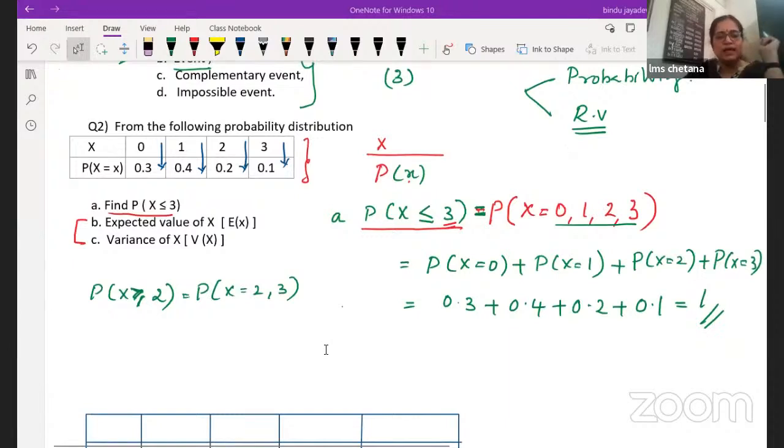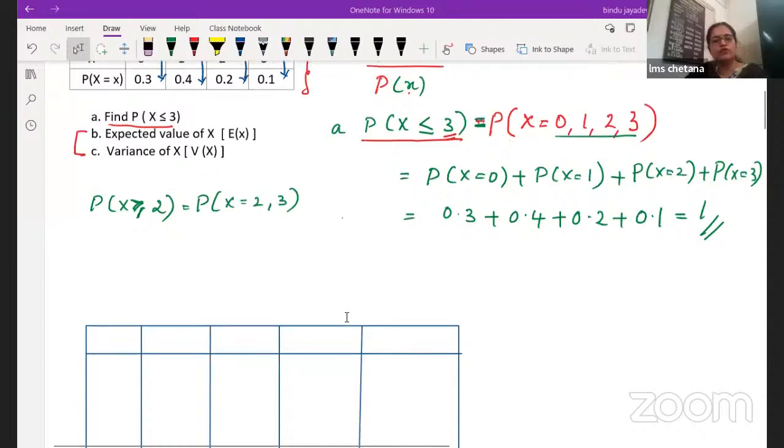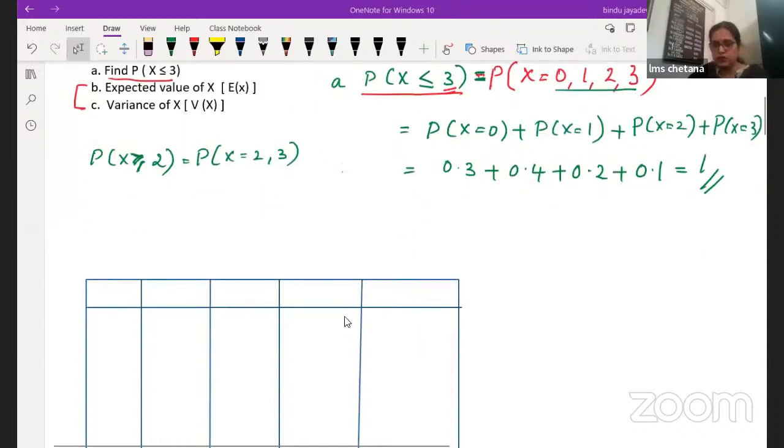Now I told you B and C we are going to do with a table. That is the best option, an easy option for you. See here. What are the things you want to find? Expected value of x and variance of x. There are two things.